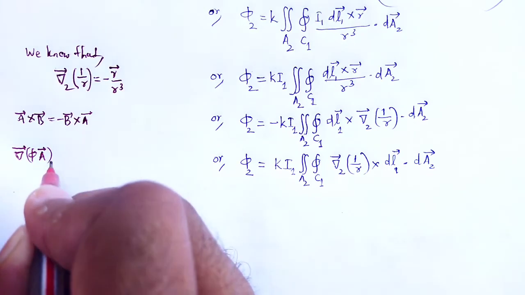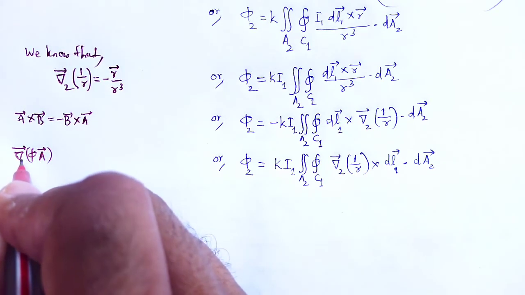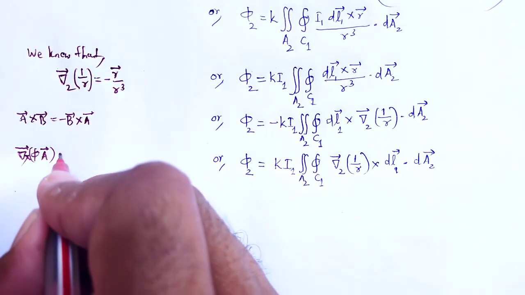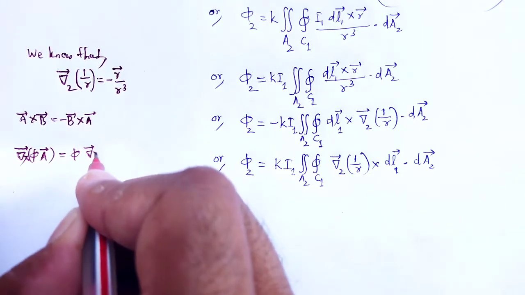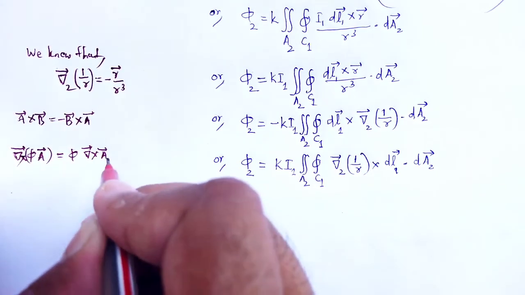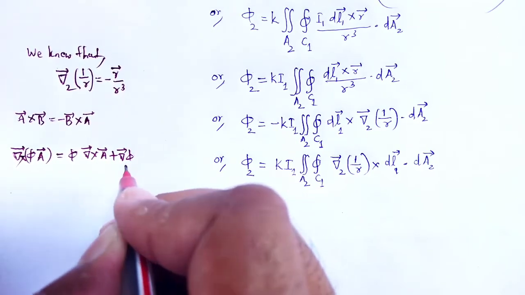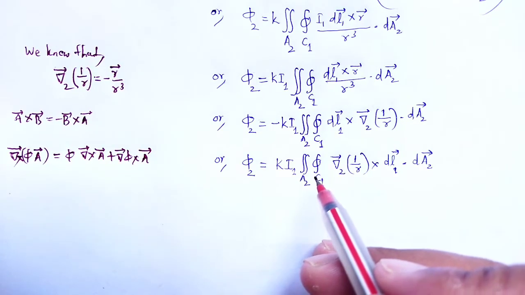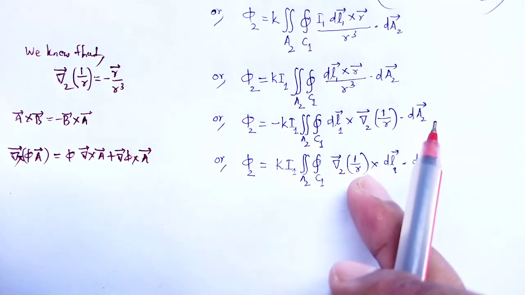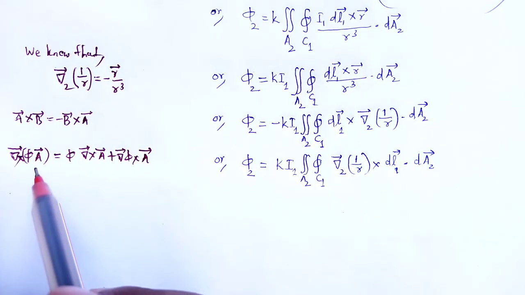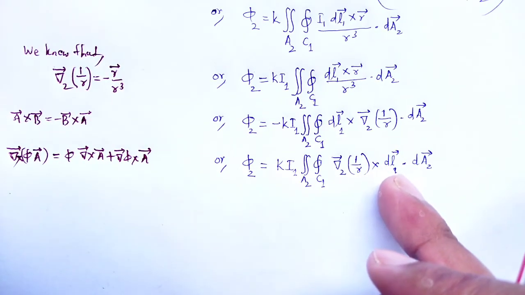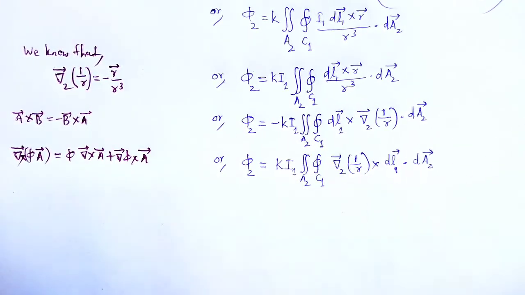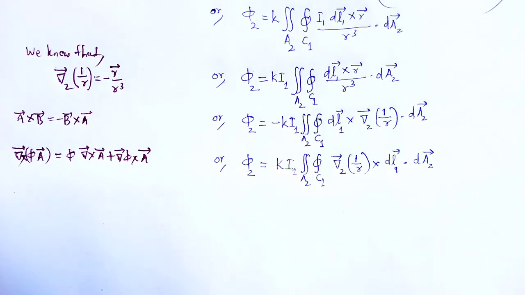Phi is a scalar function, A is the vector. In that case, grad cross phi A is equal to phi grad cross A plus grad phi cross A. That identity is put here. Here phi is equal to 1 by R, A vector is equal to dl1, and grad is termed as grad 2. That identity is used here.